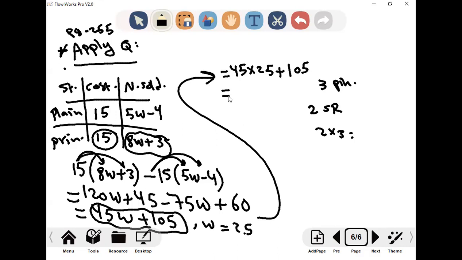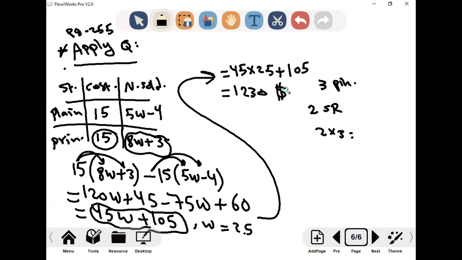I will calculate it here. 45 multiplied by 25 is 1125, plus 105, it will be 1230.